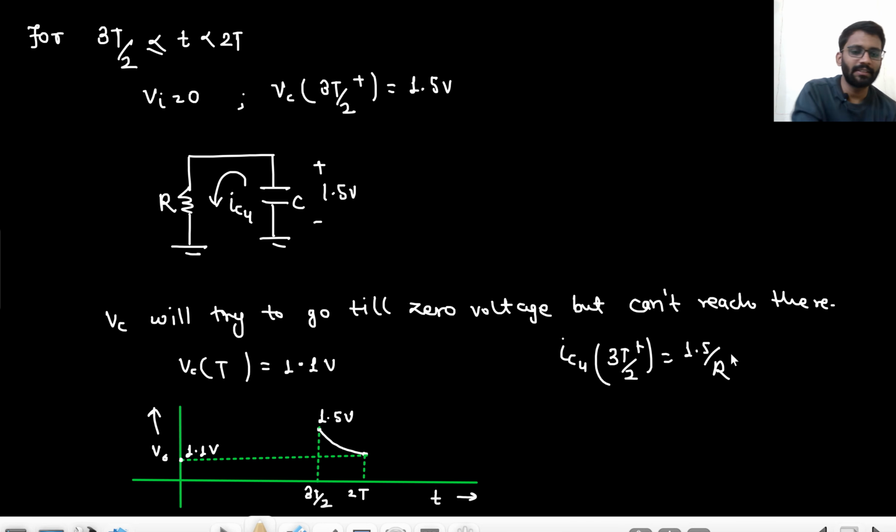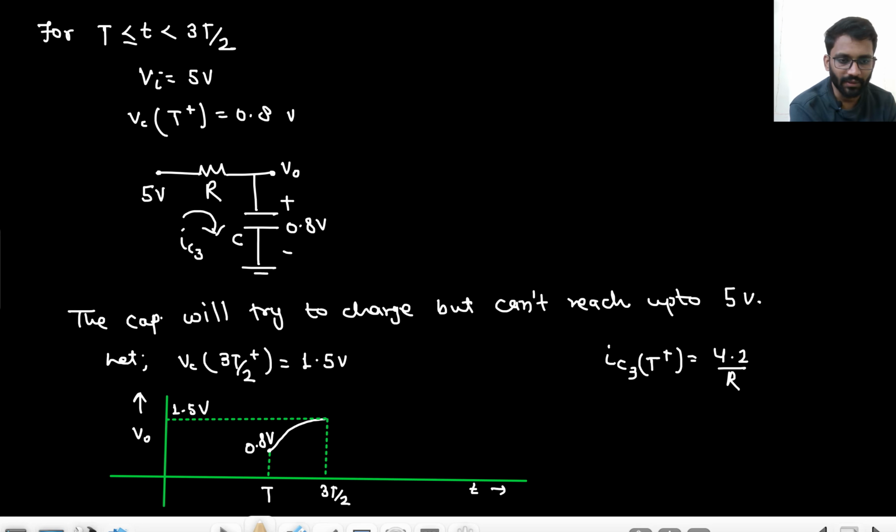Now tell me, what is this? This is a discharging current, right? Because the capacitor is discharging. So this is discharging current. What about this? This was charging current, because here the capacitor was charging. So this was charging current, right?